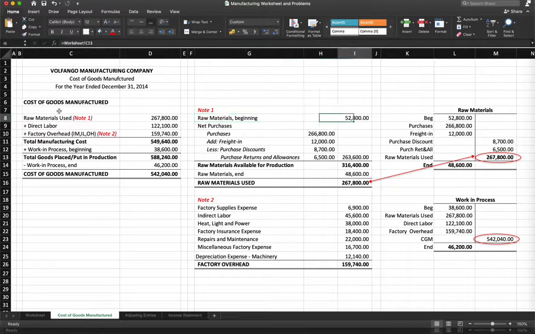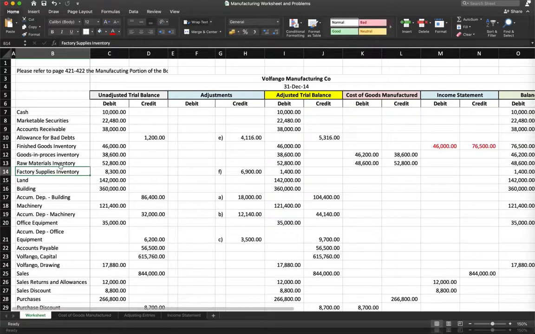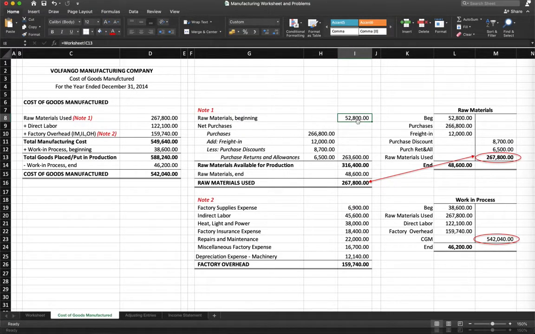Okay? Magkano yung raw materials beginning? 52,800. Saan natin kinuha yan? Dito sa worksheet natin. Raw materials beginning. Diba ito yung raw materials inventory? Unadjusted balance. Ito yun, 52,800. Ito yung beginning balance. Remember, dito sa cost of goods manufactured na worksheet, meron na tayo actually computed cost of goods manufactured. Dinebit natin yung ending balance, kinredit natin yung beginning balance. So, balik tayo dito. Raw materials beginning, 52,800.